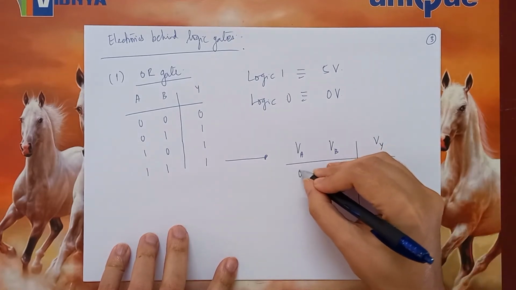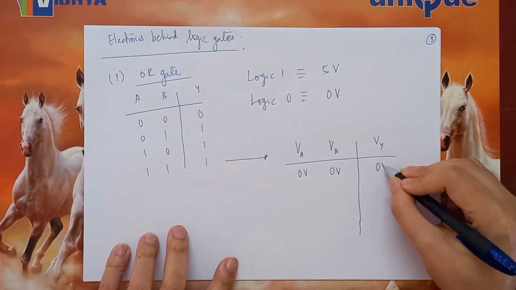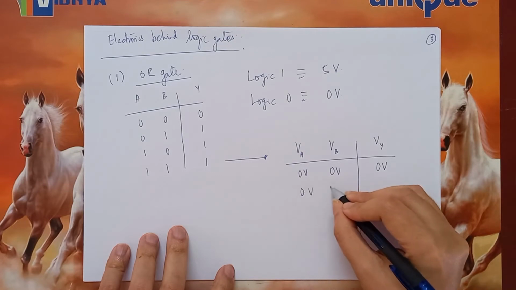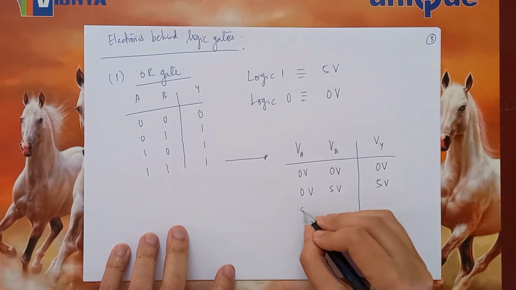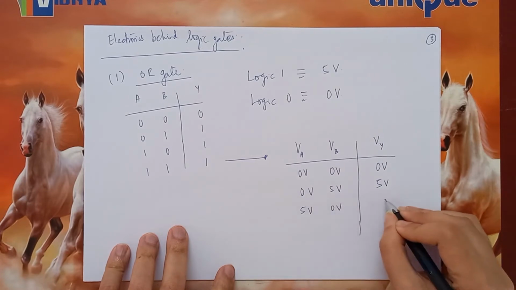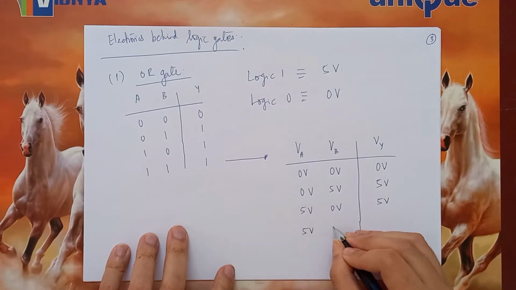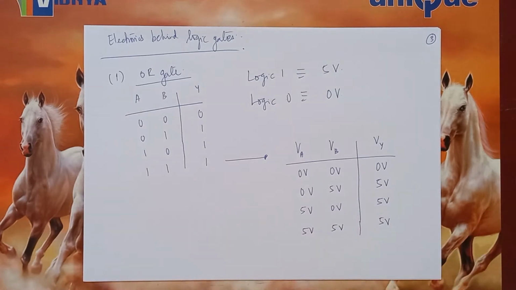So therefore, when we have 0 volts, we want the output to be 0 volts. Now when the inputs are 0 volts and 5 volts, the output should be 5 volts. When the inputs are 5 volts and 0 volts, the output should be 5 volts. And when we have 5 volts and 5 volts, the output should be 5 volts.